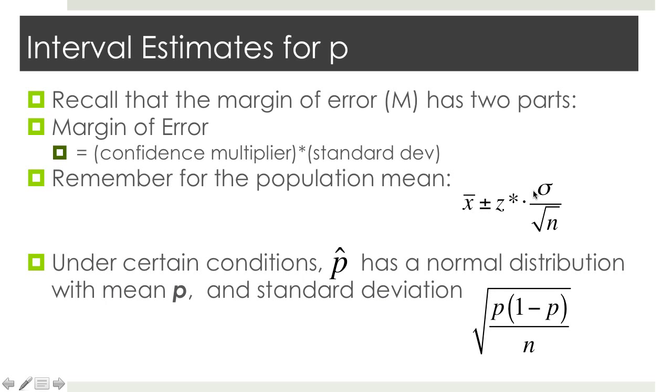For the situation where we're looking for the population proportion, we know that under certain conditions the sampling distribution for P hat will have a normal distribution with a mean of P and a standard deviation equal to this value here. That came from a previous topic. If n times P was greater than or equal to 10, and n times 1 minus P was also greater than or equal to 10, then we could assume that the sampling distribution of sample proportions was normally distributed.